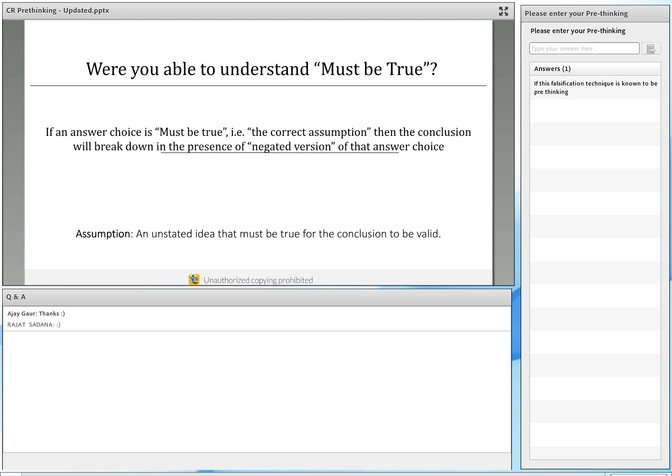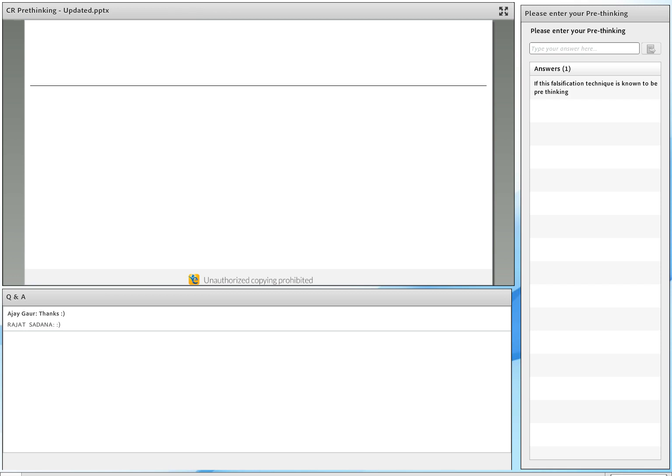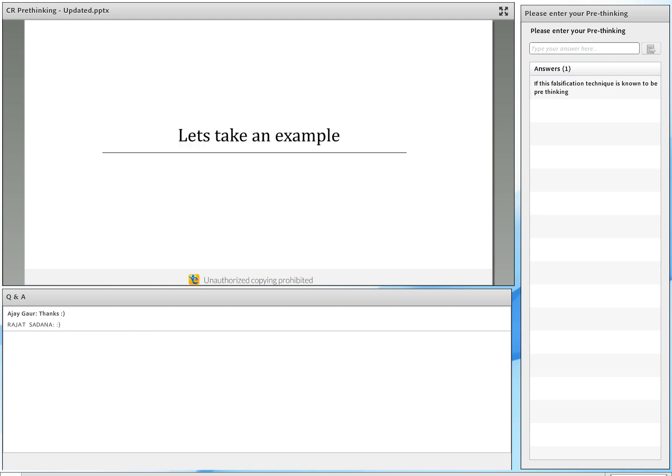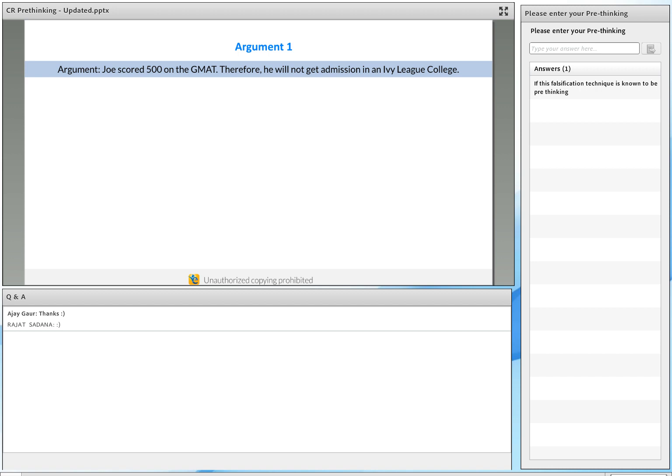Okay, let me clear the Q&A part. So that's must be true, which means if an answer choice must be true, or is the correct assumption, then the conclusion will break down in the presence of its negated version. That's built on the very definition that an assumption is an unstated idea that must be true for the conclusion to be valid. So this isn't rocket science, but the application of it, the precision of it, requires very diligent effort.